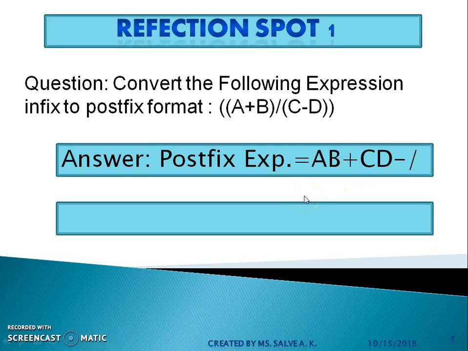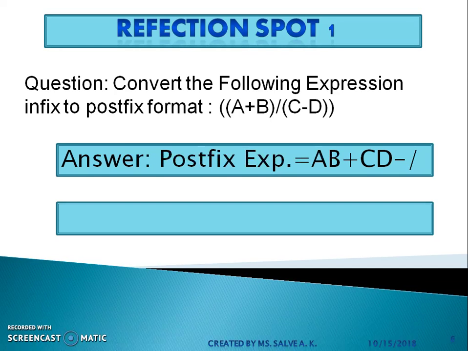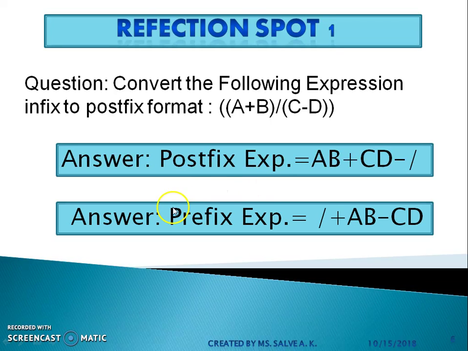Then we think about how we can convert this expression into prefix format. Prefix expression means the operators must precede the operands. Now the conversion of this expression into prefix is division, plus ab, minus cd. This is a conversion of infix format to prefix format. This is my reflection spot 1.